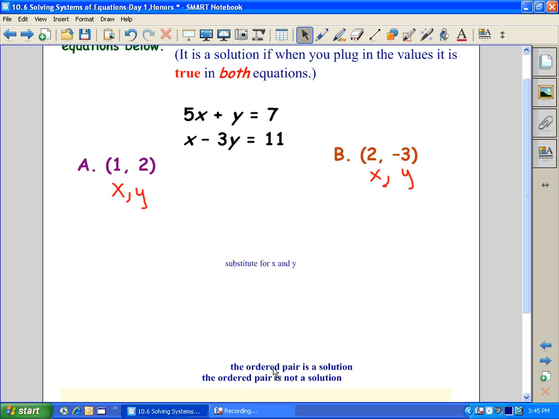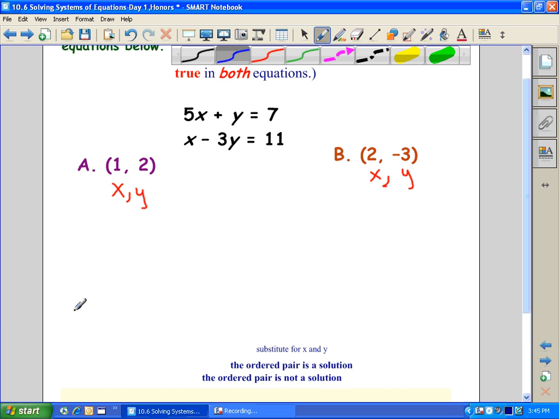I'm going to move some things out of the way for us so we get organized. I'm going to go 5x plus y equals 7. So I'm going to write that down. All right, 5. Wait a sec. Instead of an x, why don't I just put the 1 in there? All right, I'll put a 1. And I'll go plus, there's my y, that's a 2. I'll put a 2 there. I'm going to see if that equals 7.